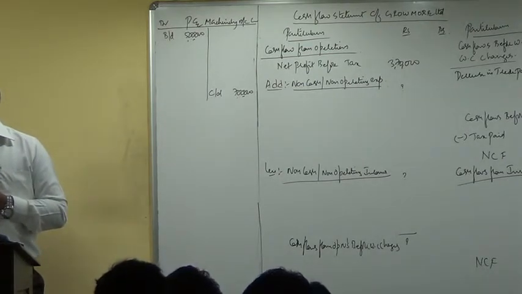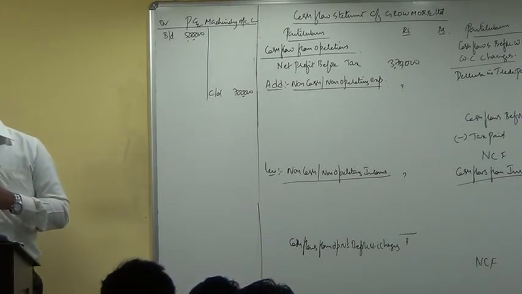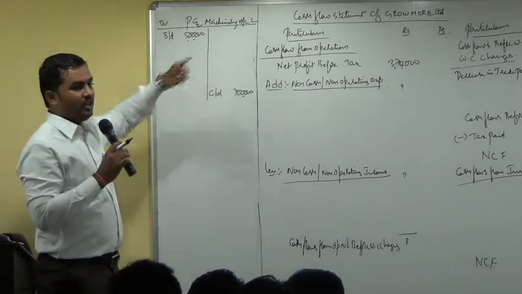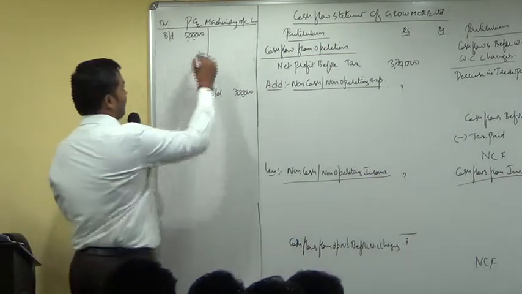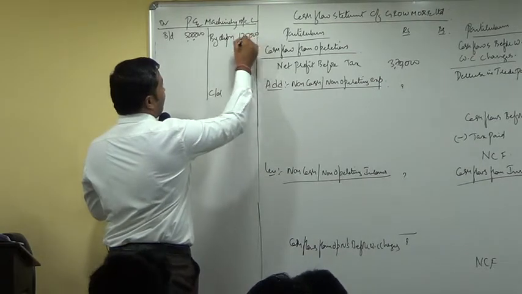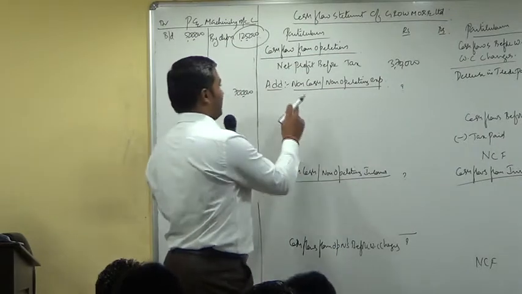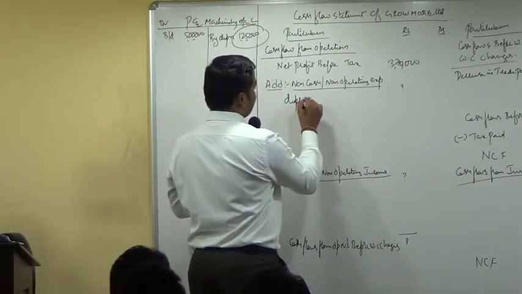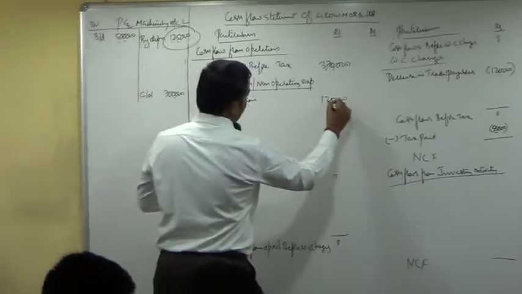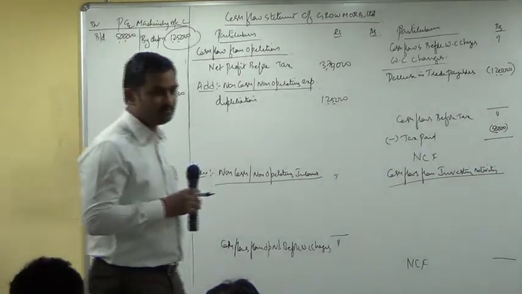Now read point number 1. Depreciation at the rate of 25% was charged on opening value of plant and machinery. Opening value of plant and machinery, how much? 5 lakh, into 25%. As soon as you see this number, what should you do? Go to your cash flow statement. Depreciation 1,25,000. Add, non-cash item.